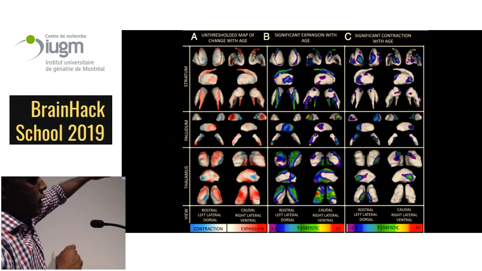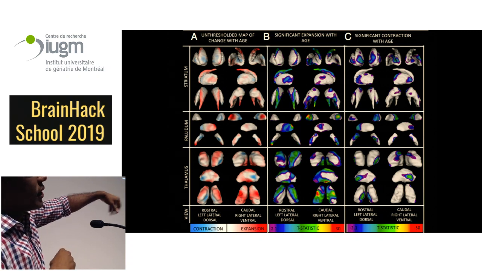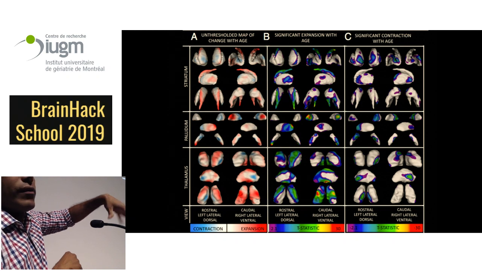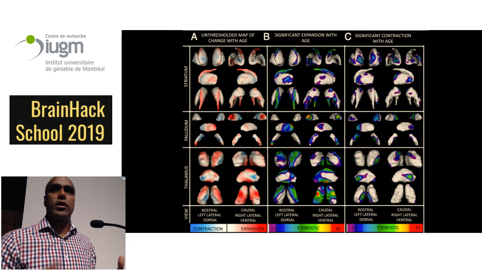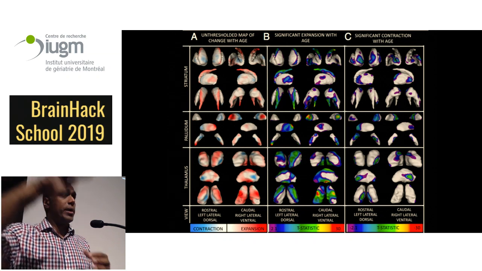And so these are the unthresholded maps here on the left. In the middle are significant expansions as a function of age and significant contractions, right? So if you were just to look at the volumetric measure, you would be led to believe that there's nothing going on morphometrically in these structures throughout the developmental lifespan, right? Or the developmental part of the lifespan.